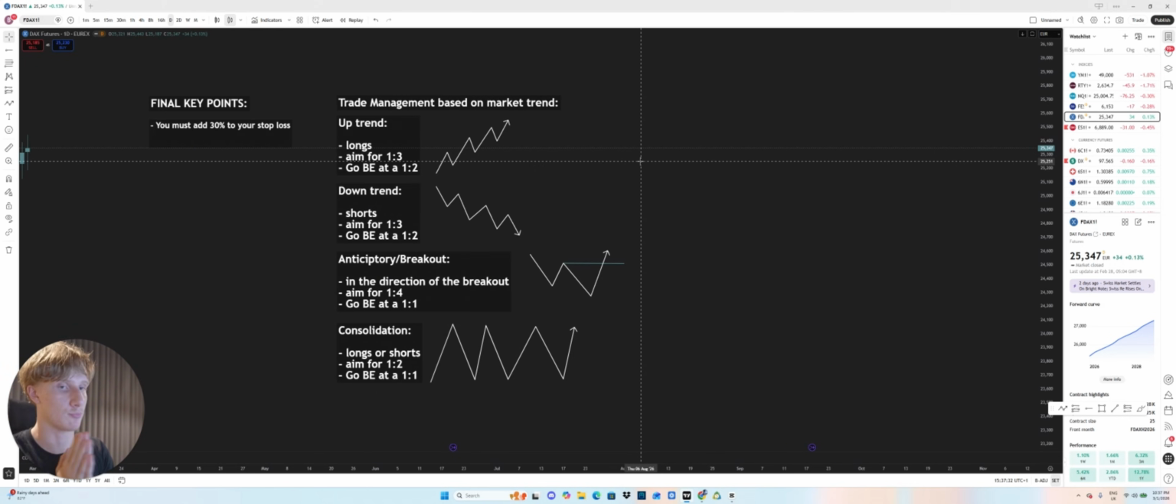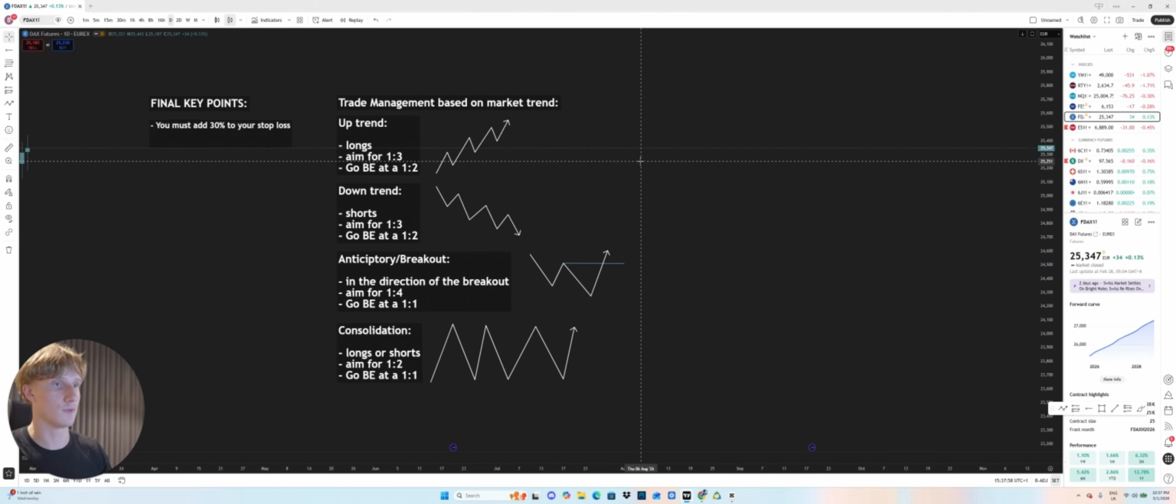Now, anticipatory breakout. Remember, I showed you a few examples of a breakout. Now, these ones are really interesting because usually if we are correct and price is breaking out in that direction, we can catch big RR. Your fixed risk to reward should be a 1 to 4. However, you can really, really milk these. If you want to let it run, you'll be amazed. You can genuinely, absolutely milk them.